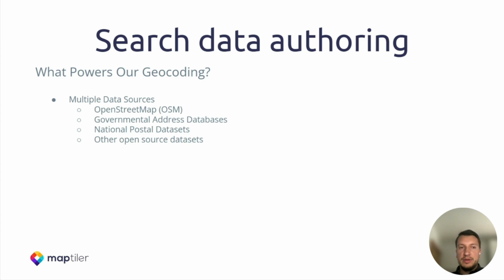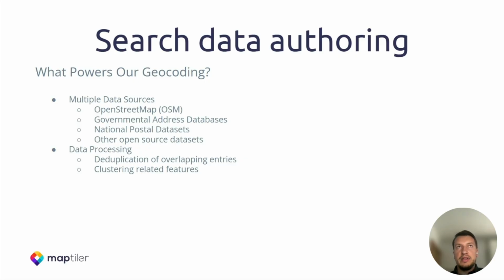After collecting multiple data sources, we do some data processing. The first technique or method is the deduplication of overlapping entries. Imagine, for example, the same address point coming from different data sources. You need somehow to deduplicate them. So the first technique is deduplication. Then, for example, we group together streets with nearby or associated address points around, so we do some clustering, and then we do some normalization.